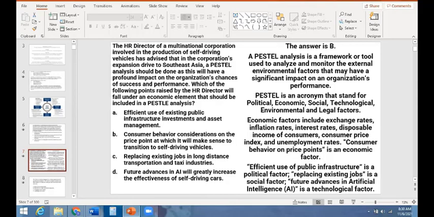And then you have efficient use of public infrastructure. That would be a political factor, because that's what the political arena would look at. That's what the government would take more interest in. Then you have replacing existing jobs. That's a social factor. Future advances in AI, that's a technological factor.